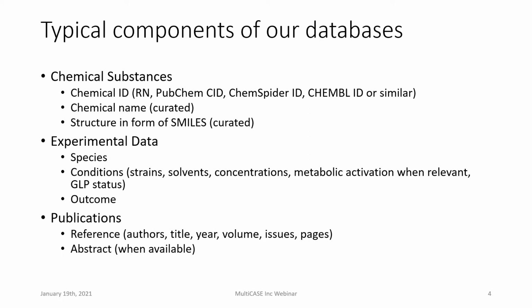It's even better to know what was the outcome of this test, positive, negative, or maybe exact values, LD50 or anything like this. Finally, it's very good to have these two pieces of information, but when someone will ask, how do you know that this chemical is positive in this particular strain, in those particular conditions? Where did you get this data? We obviously need to provide a publication. So we maintain reference data: authors, titles, year, volume, issues, pages, and quite frequently we also have access to the abstracts. So abstracts are part of our list of references as well.